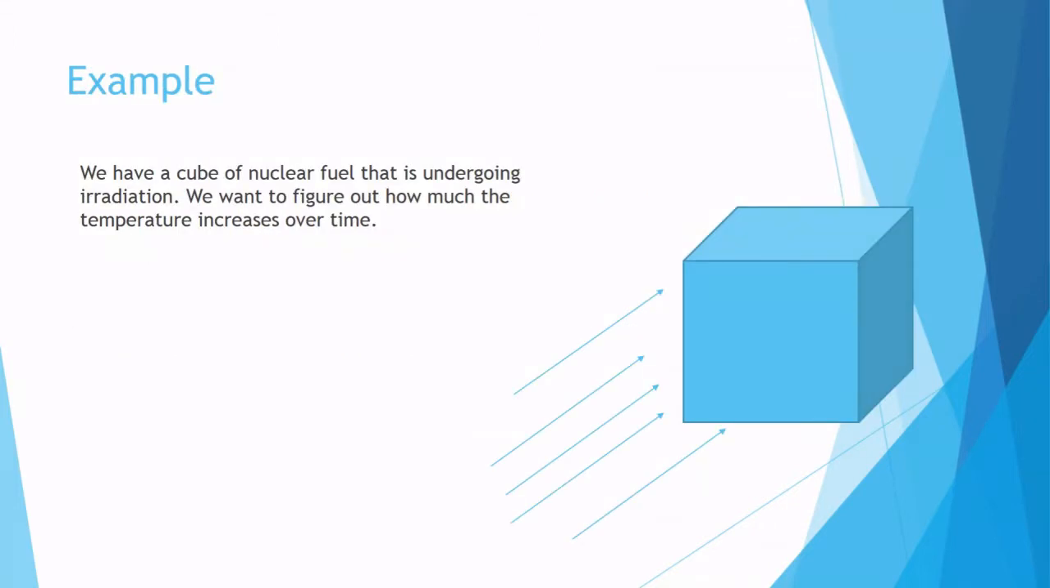To show how to calculate the heat generated through fission, we are going to look at this example here. We have a cube of nuclear fuel that is undergoing irradiation. We want to figure out how much the temperature will increase over time.